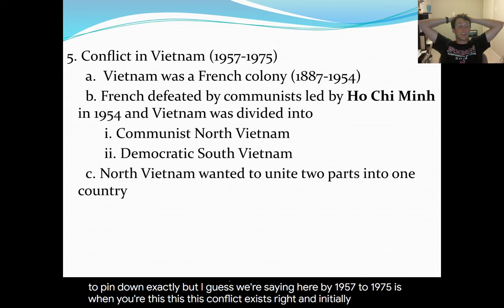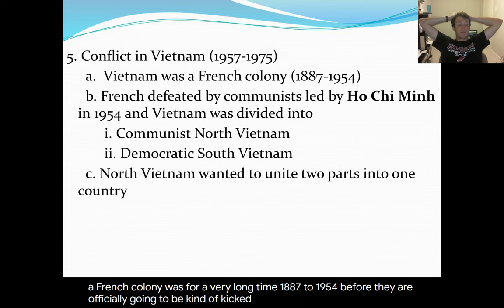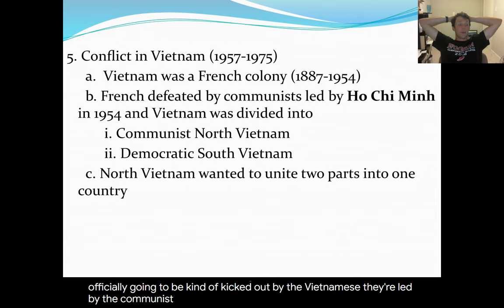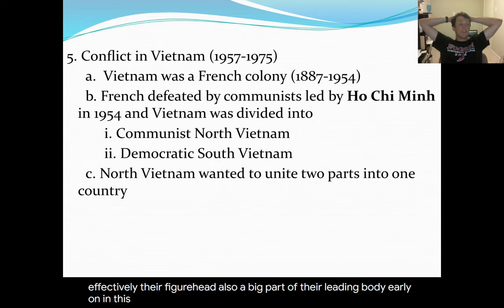And initially, Vietnam was a French colony. It was for a very long time, 1887 to 1954, before they're officially going to be kicked out by the Vietnamese. They're led by the communists and a man named Ho Chi Minh, who is effectively their figurehead. Also, a big part of their leading body early on in this whole thing.